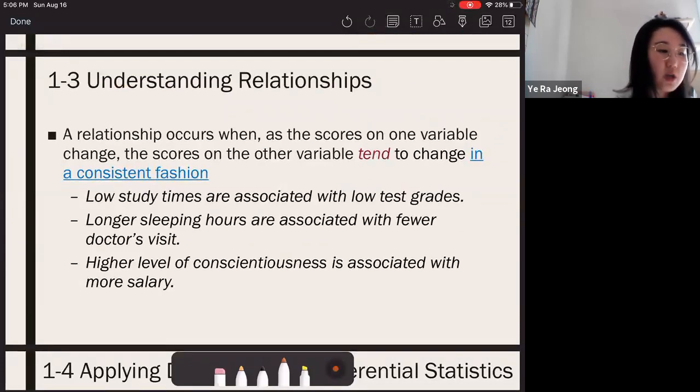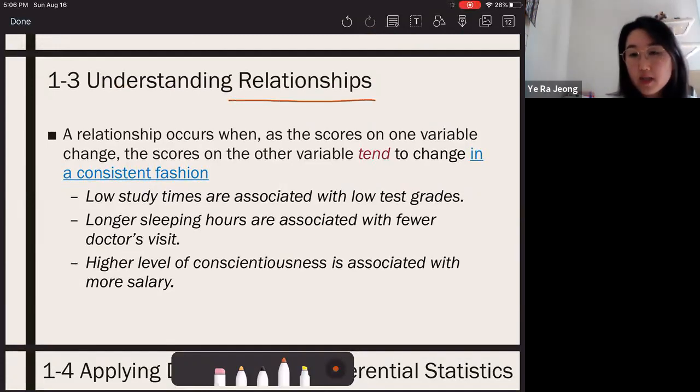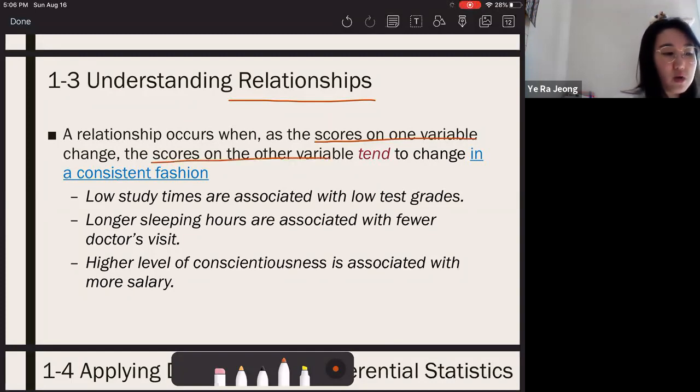In research, we always try to understand relationships. In the previous example, I tried to understand the relationship between different factors that could contribute to the final grade in this course. Different variables might have different relationships. When the scores on one variable tend to change along with the scores on another variable in a consistent fashion, then we determine that there must be a relationship.